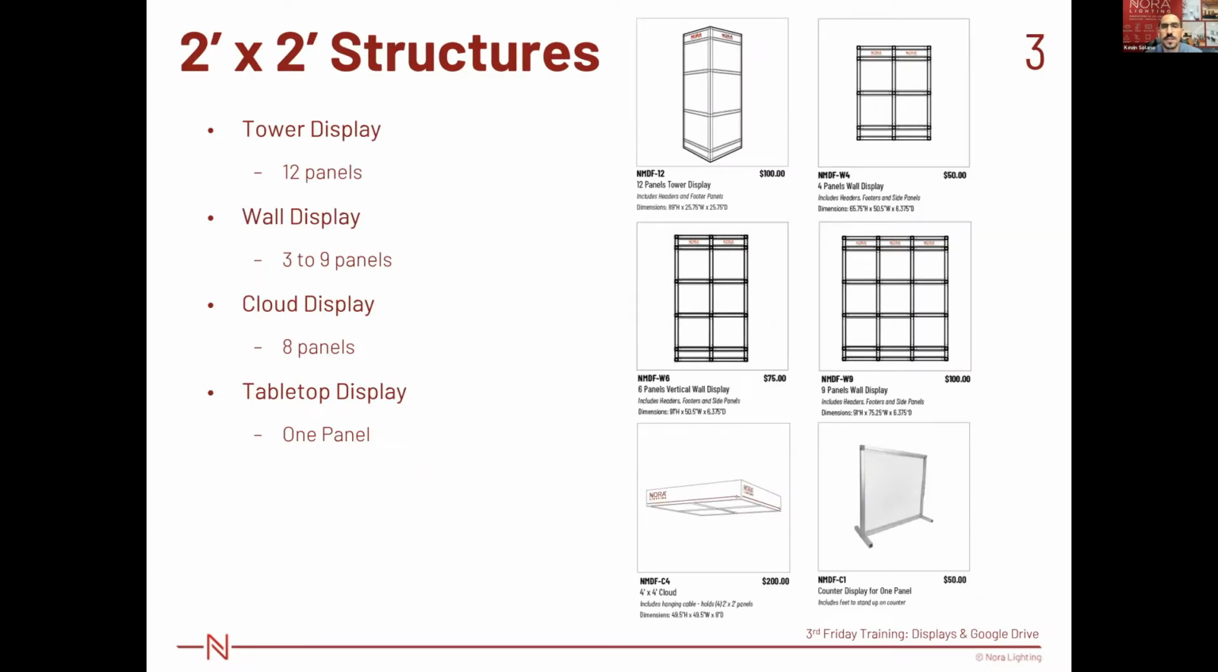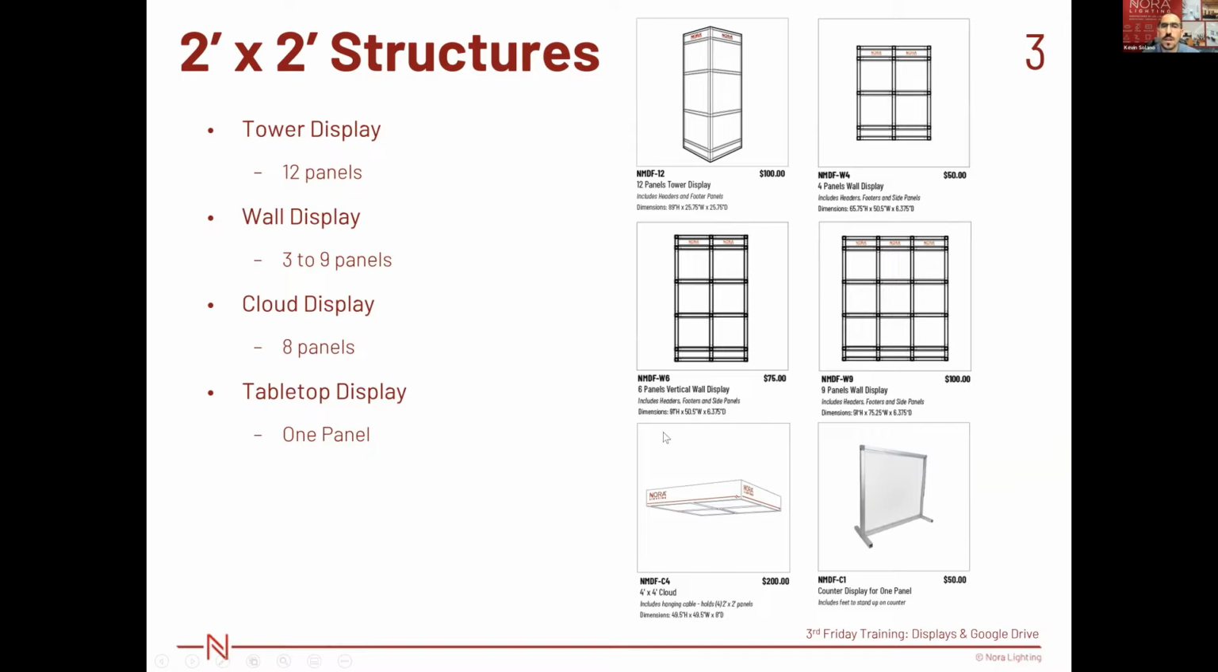For the 2x2 panels, I like to go over the structures first. We have multiple structures. We have the tower display that most are familiar with. This is 12 panels, so it's 3 on each side. And then we also have wall displays. These can be built from 4, 6 vertical, 9 vertical. You can go 4 wide. You can customize it to any needs.